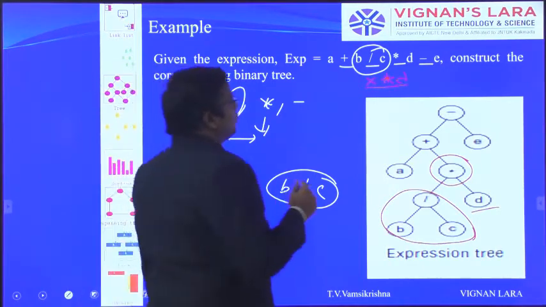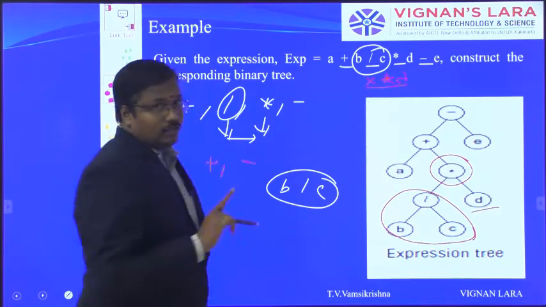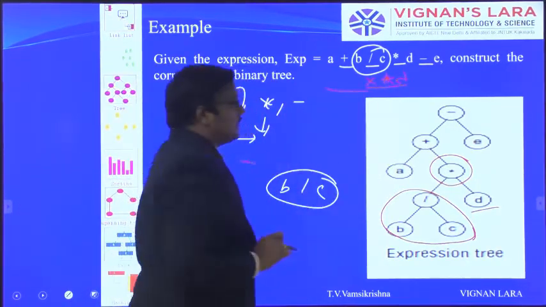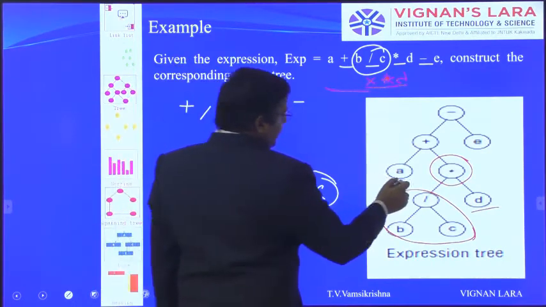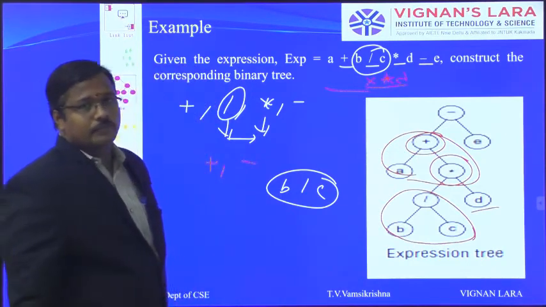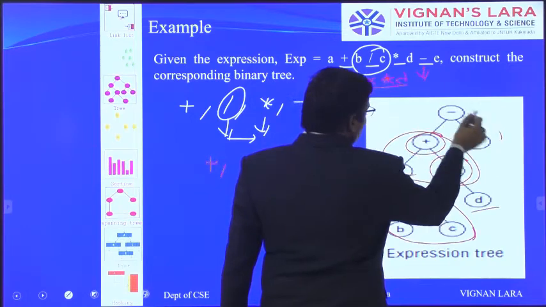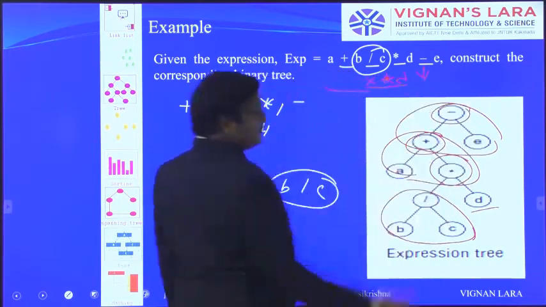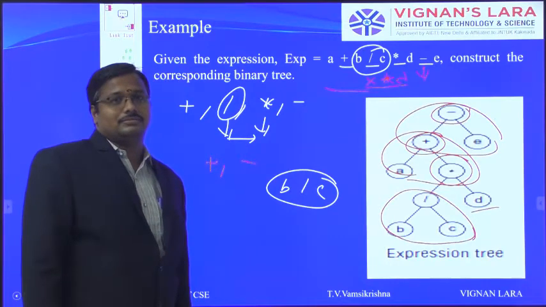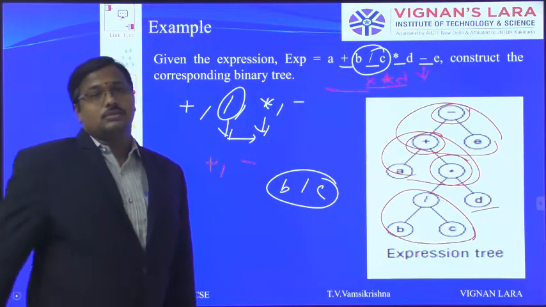Next, plus and minus both have equal precedence, so with left to right associativity, this one is evaluated first. That's why A plus B; here plus is evaluated. Finally, the last thing evaluated is the subtraction. So this is the way the expression tree is shown for the expression.